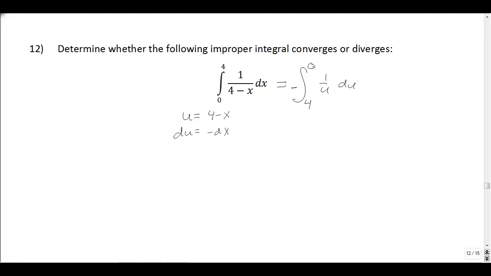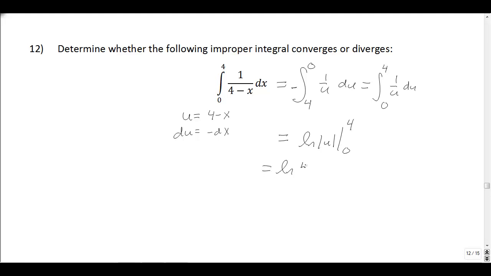Again, I could take this negative and switch the order. Let's actually do that here. So you get a positive integral from 0 to 4 of 1 over u du. Essentially here we're doing 1 over u going from 0 to 4. Here we're doing 1 over 4 minus x, but we're sort of starting at 4 and going to 0, so it's sort of flip-flopped the other way. Don't really need to know that, though. Okay, so what we get is the antiderivative of 1 over u, natural log of the absolute value of u, from 0 to 4.